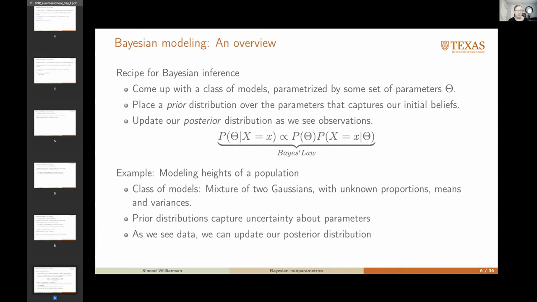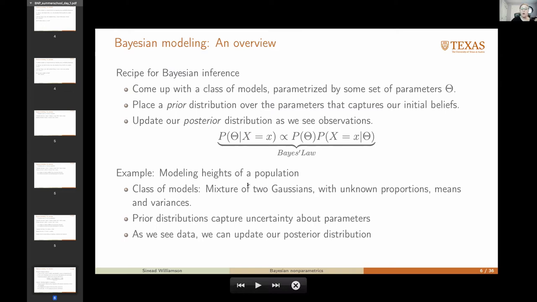And we're going to parameterize that by some set of parameters. We don't know what those parameters are because we're not all knowing. So we're going to put a prior distribution over those parameters that captures our initial beliefs. We might not really have any initial beliefs, in which case we'll put something very vague and uncertain. Or we might have a lot of insider knowledge, we might have experience with the problem, in which case we can express that prior belief in these priors.